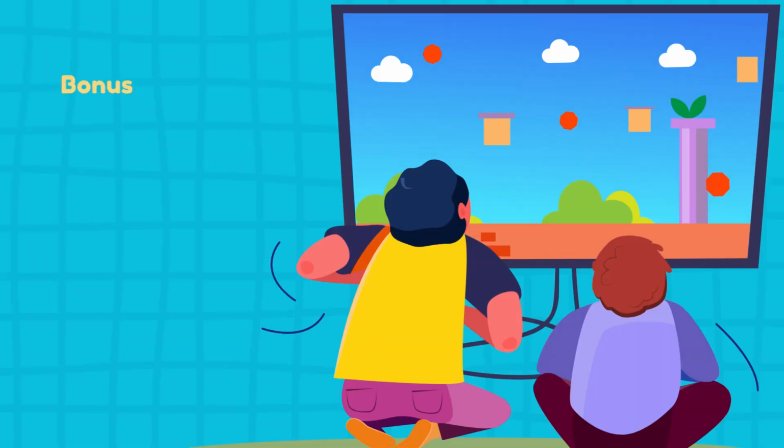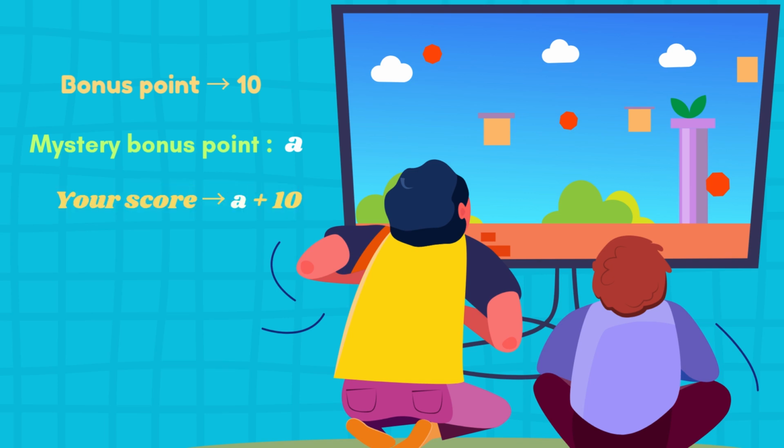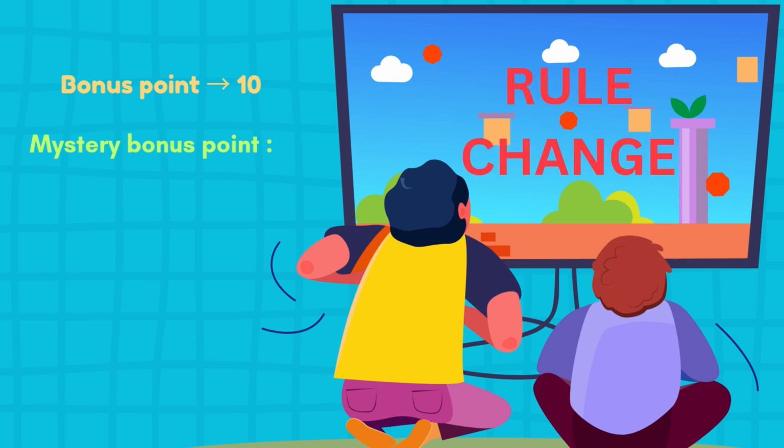Starting simple, imagine you have a bonus score of 10 points plus some mystery bonus points we will call A. Our expression is A plus 10. If the game reveals our bonus is equal to 7, we simply replace the letter with the number. A becomes 7. Now it is just basic addition, 7 plus 10, which gives us a final score of 17. Simple, right? Let's change the rules.